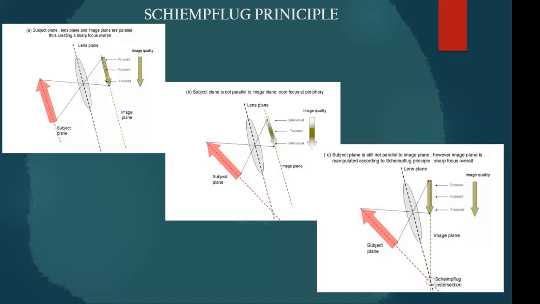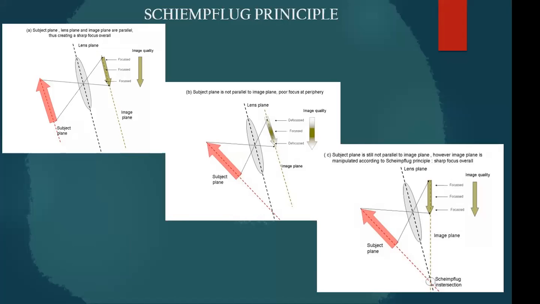Coming to the next, more common gold standard devices, which are based on the principle known as the Scheimpflug principle. This is very important; it is a theory question and a practical question both. What does the Scheimpflug principle say? In the first image to my extreme left, the subject plane, the lens plane, and the image plane are all parallel to each other. Hence we have a very sharp image, and the quality of the image is excellent.